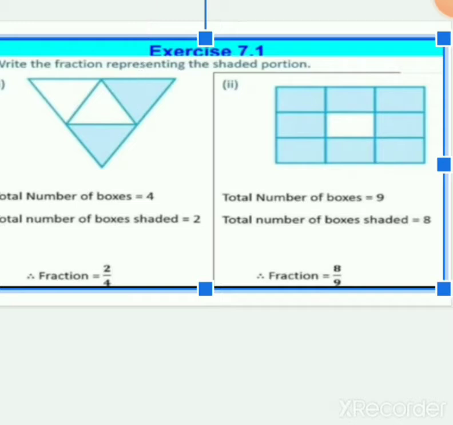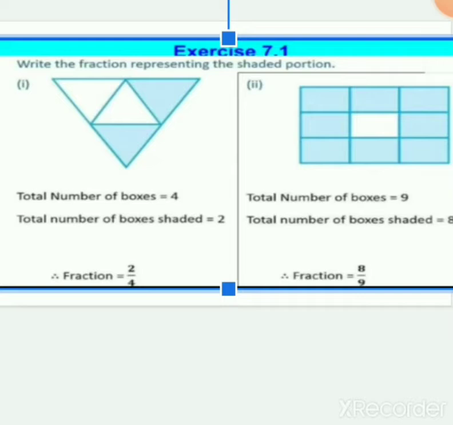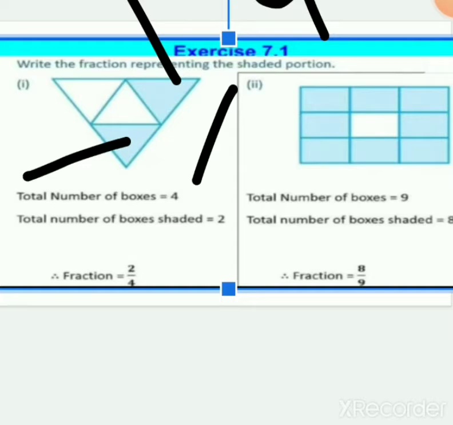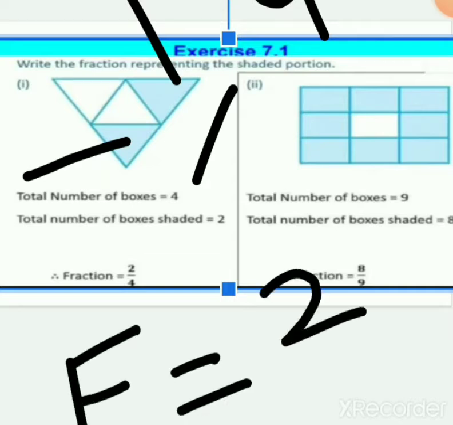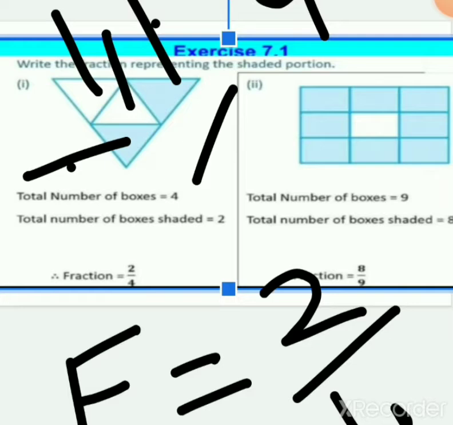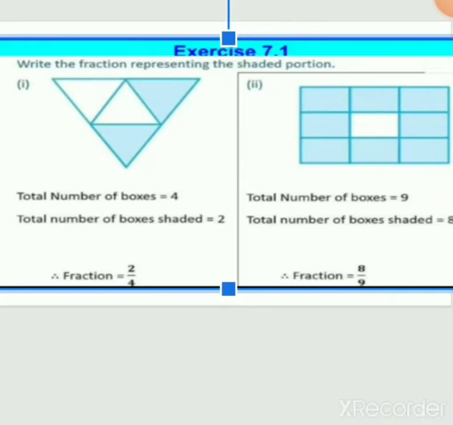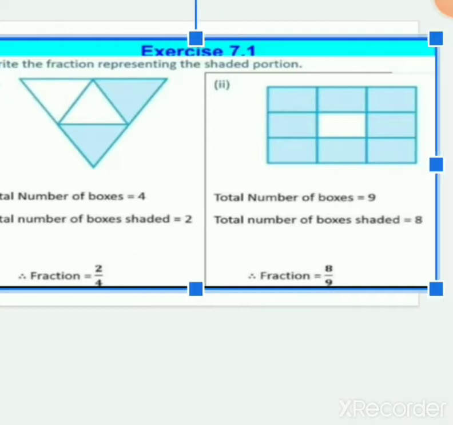So now the number of boxes we have here is 4. Total boxes are here 4. It means total triangles we have is 4 and the total number of boxes shaded is equal to how many shaded parts are here? You can check 1 and 2. Shaded parts are 2, right? So the fraction of the whole will be equal to the shaded parts we have, 2, and the total parts we have 1, 2, 3 and 4. Total part is 4. Shaded part will come up in numerator and the total part will come in denominator.